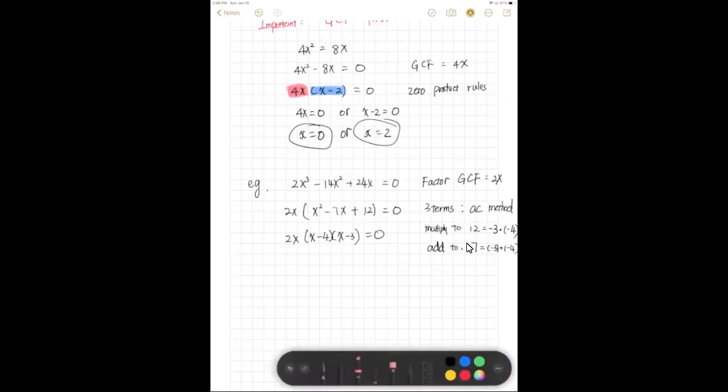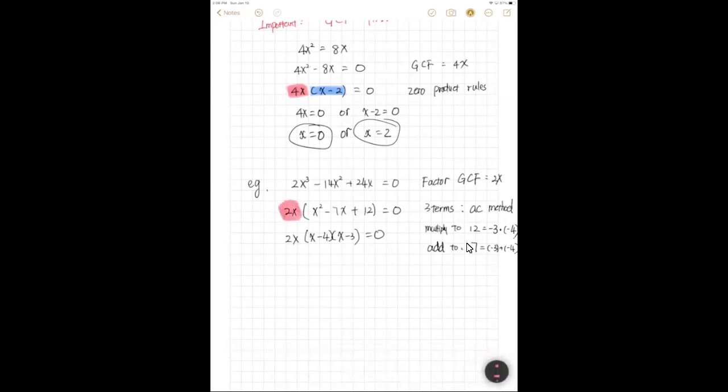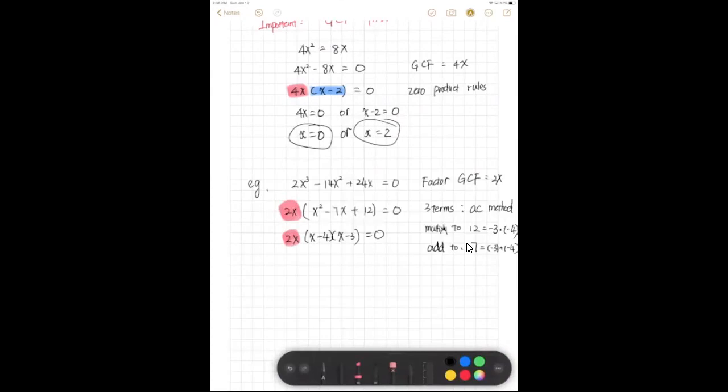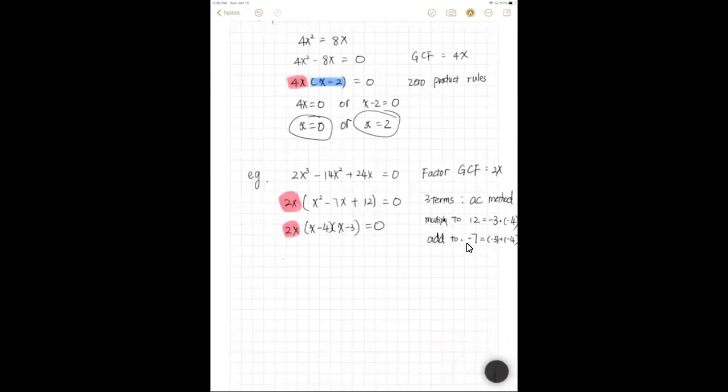Okay, we are totally focused on the parentheses, right? But don't forget there's a 2x that we factored out. This is also part of the equation, so don't leave that out. Okay, so by the zero product rule, we have 2x equal to 0, or x minus 4 equals 0, or x minus 3 equals 0. So our x is equal to 0, or x equals 4, or x equals 3. Circle your answer.